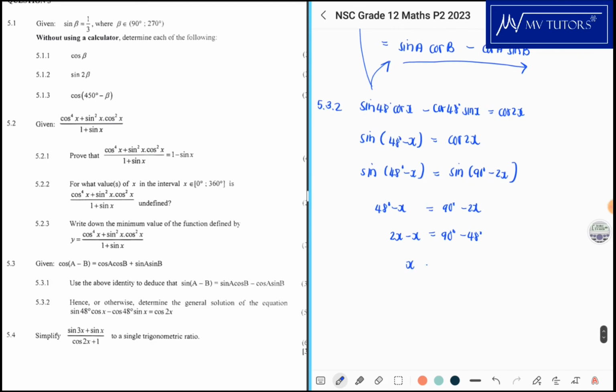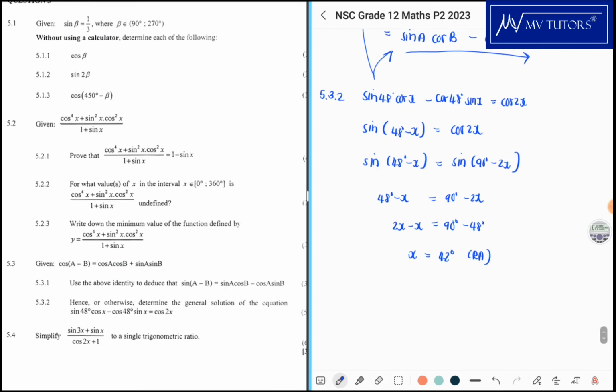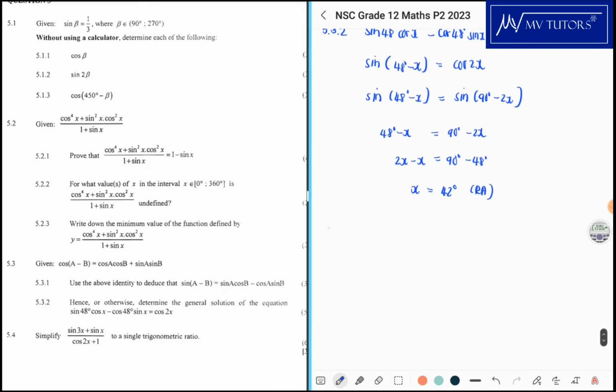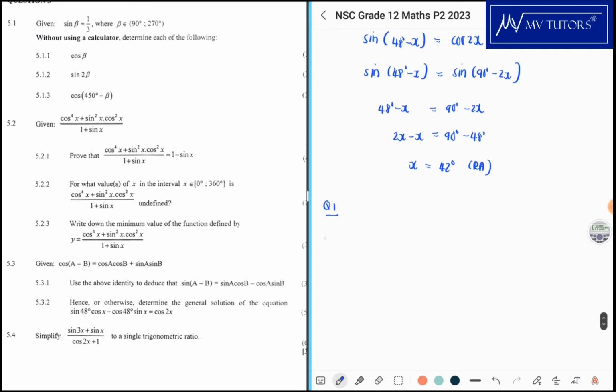So then ultimately x is equal to 42 degrees, and that is my reference angle. Now what am I dealing with? I'm dealing with sine. Where is sine positive? Sine is positive in quadrant 1 and also in quadrant 2. So quadrant 1, I would say x is equal to 42 degrees plus 360 times k, where k is an element of integer.